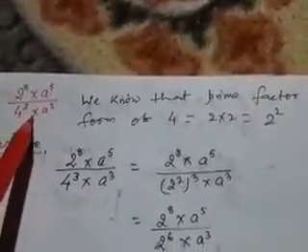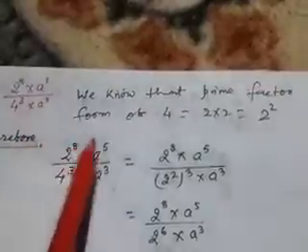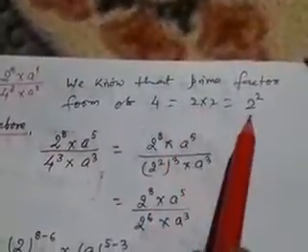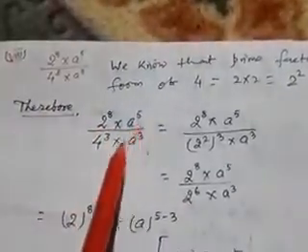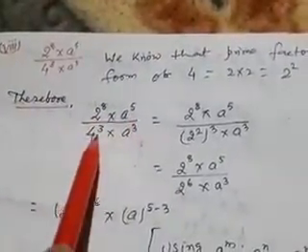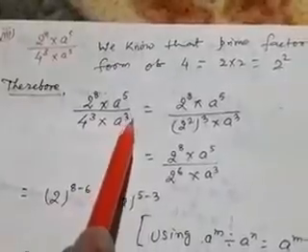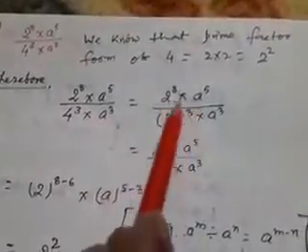Next is 2 to the power 8 multiply 8 to the power 5 divided by 4 to the power 3 multiply 8 to the power 3. 4 is equal to 2 multiply 2, or 2 square. We write 2 to the power 8 multiply 8 to the power 5 divided by 4 to the power 3 multiply 8 to the power 3. We write it in this way.